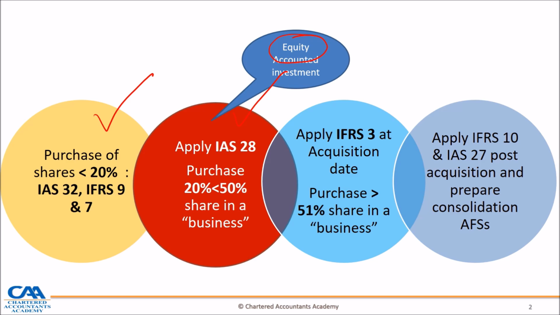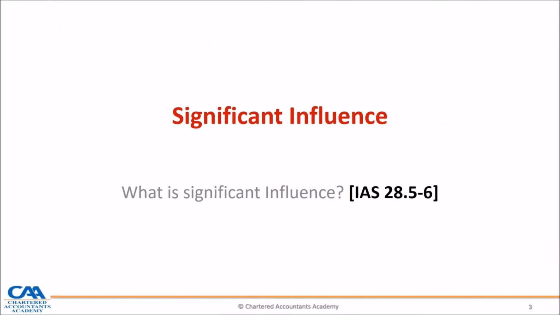Later on, you're going to cover when you've got full control of an entity, or joint control, which is when you apply IFRS 3 and IFRS 11. For this video class, we just focus on IAS 28, which is equity accounting under an associate where you've got significant influence. So to begin, let's talk about what exactly we mean when we talk about significant influence.